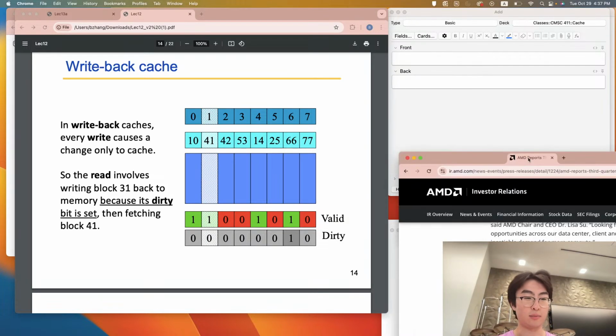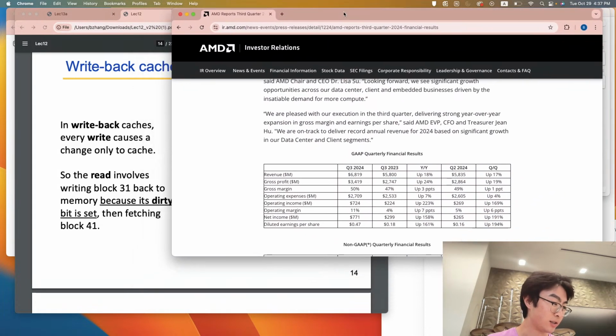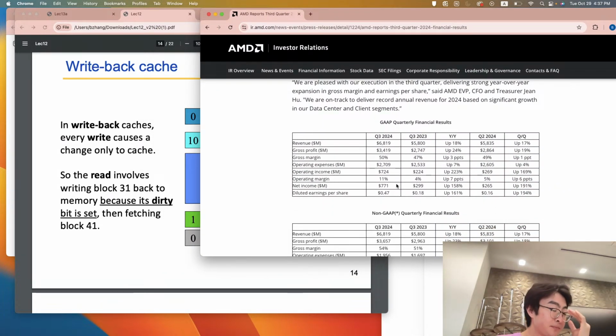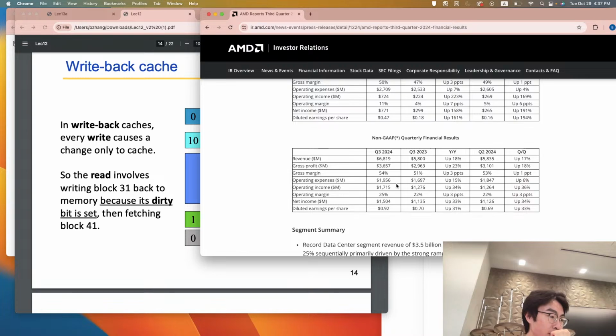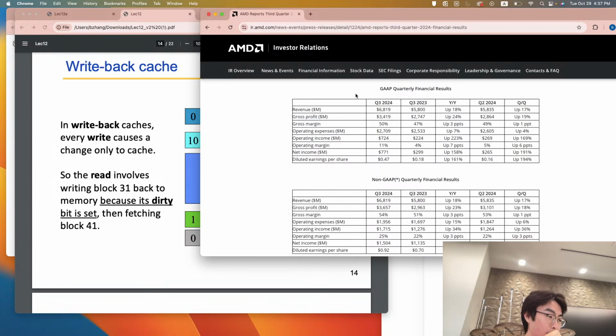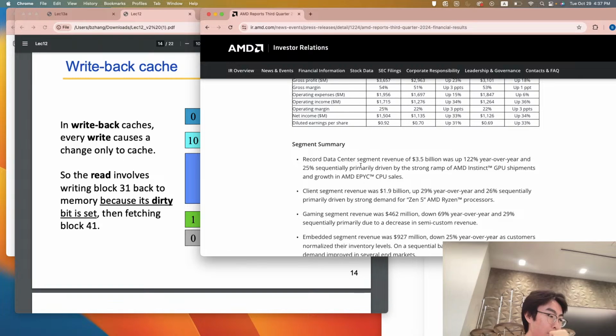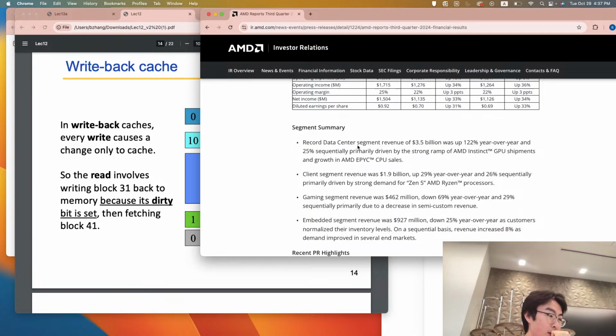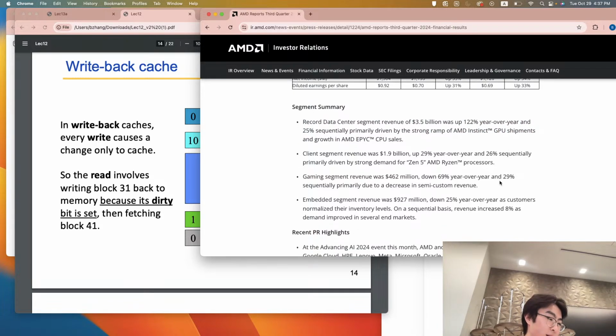Yeah, this is a bit of a side quest of sorts. Pretty strong. 122% year-over-year. Okay. When thinking about Intel, right, Intel probably competes with the CPU sales, but Instinct GPUs, yeah, that's an NVIDIA AMD thing.